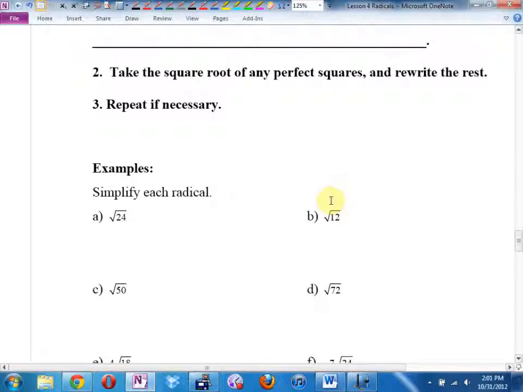So, root 24. What I want to do is write it as something times something, except I want the first something to be a perfect square, to be either 1, 4, 9, 16, 25, 36, 49, 64, any of those. 24 is what times what? Don't say 2 times 12, doesn't help me. So root 24 is root 4, root 6. Let's write that down.